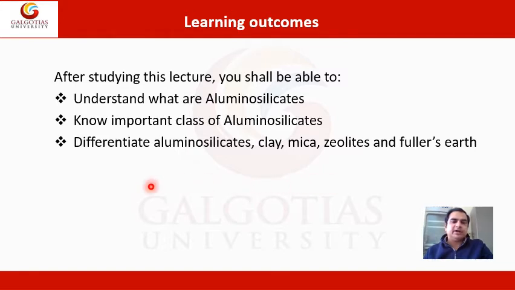After studying this lecture, you shall be able to understand what aluminosilicates are, and you can also know the important classes of aluminosilicates. We can also differentiate between different kinds of aluminosilicates, like clay, mica, zeolites, and fuller's earth. Zeolites are basically materials mainly utilized for the water softening method, etc.